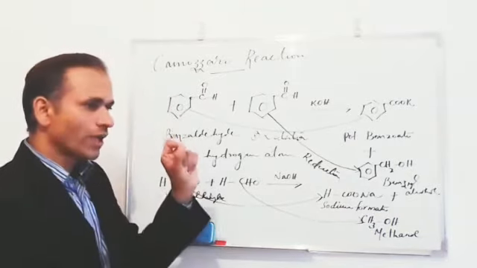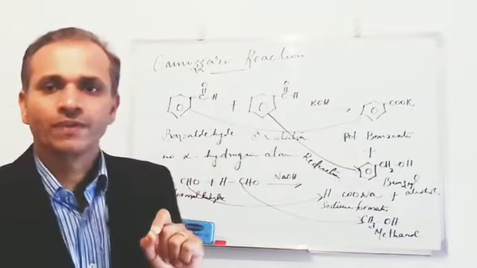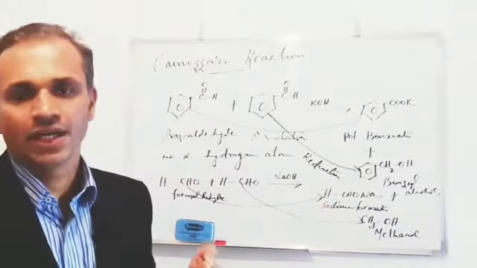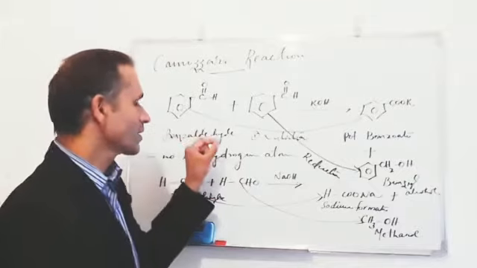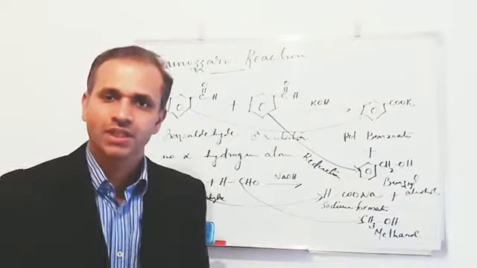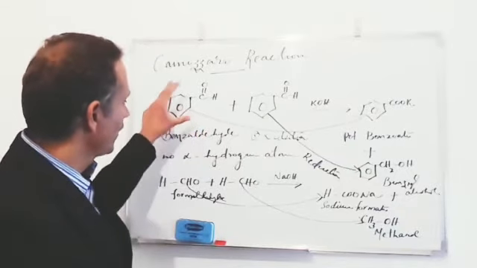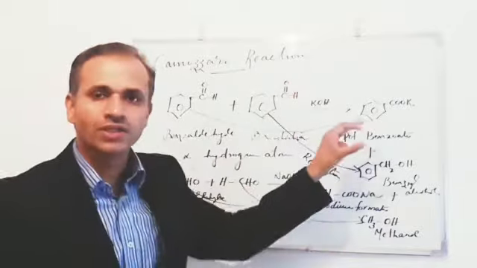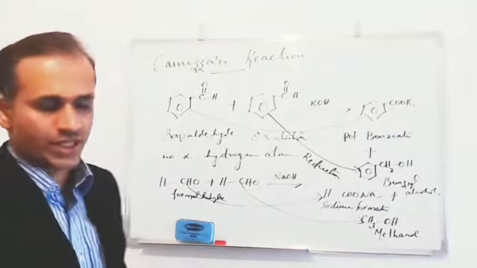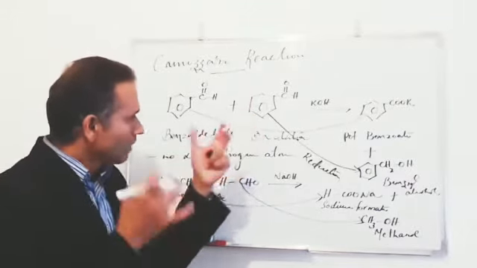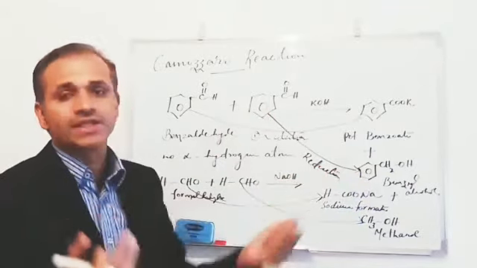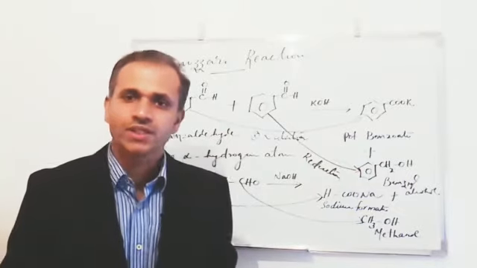So, in Cannizzaro reaction, the important point you have to remember is that the aldehyde should not contain an alpha hydrogen atom, and in that reaction a disproportionate oxidation and reduction takes place. So, some of the benzaldehyde is oxidized into the corresponding salt of benzoic acid, and some amount of benzaldehyde is reduced into benzyl alcohol. This reaction is called Cannizzaro reaction.